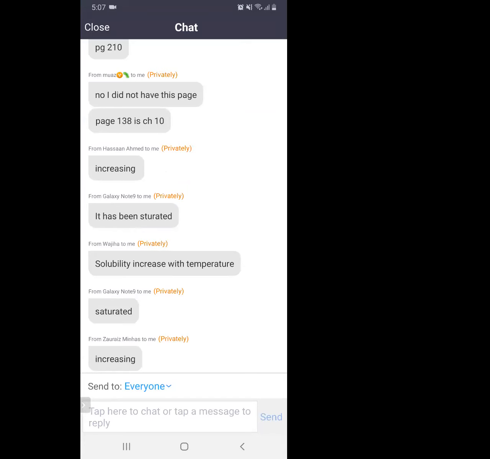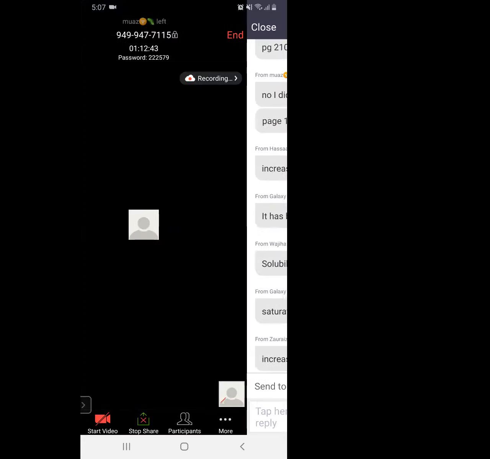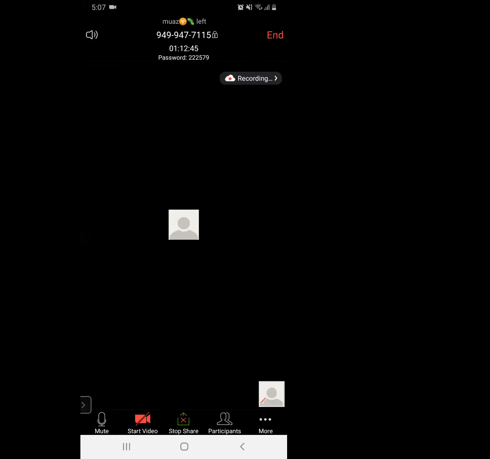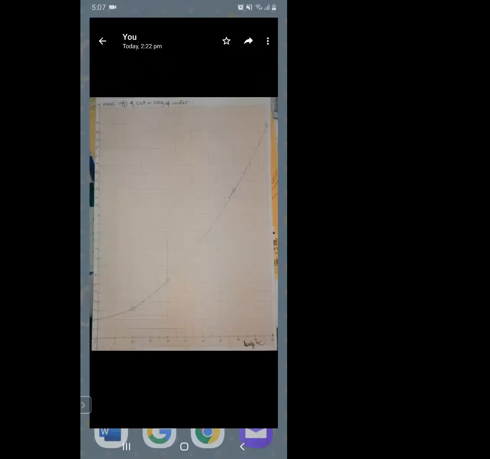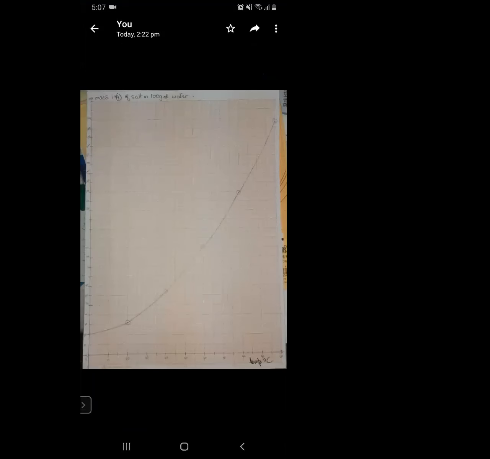Just by looking at the graph, how can you conclude that the solution has been saturated? No, you cannot make that conclusion. The graph does not show where you were having saturation. Okay, so you will not say that, because you will mention only what you can deduce, what conclusion you can make out of the graph.